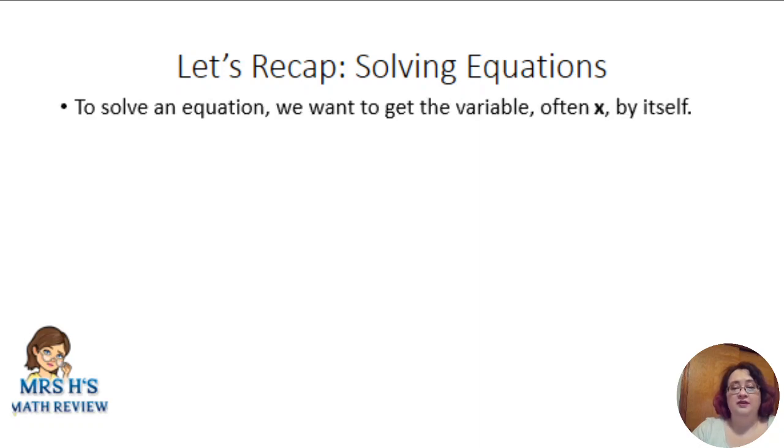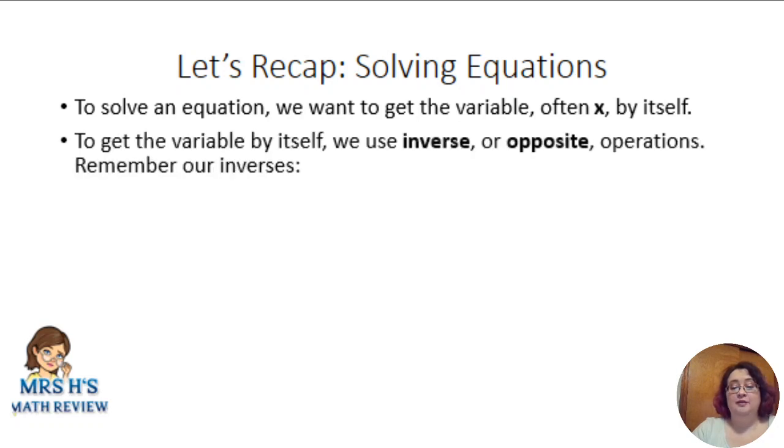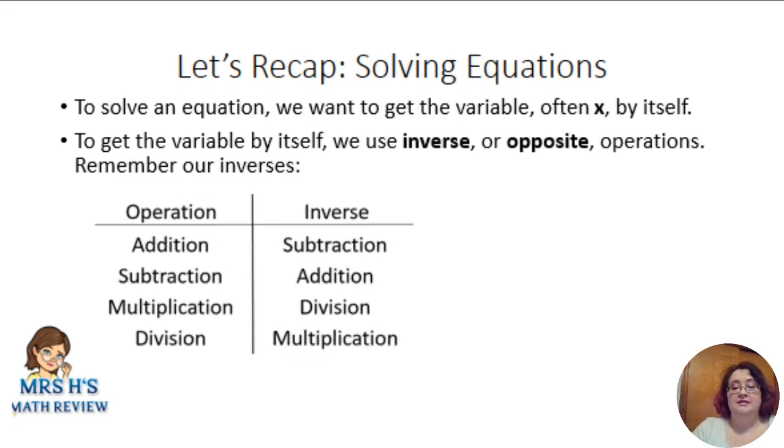We know to solve an equation, we want to get the variable, which is often x, by itself. We've learned that to get the variable by itself, we use inverse or opposite operations. And don't forget our inverses. Addition and subtraction are inverses. Multiplication and division are inverses.